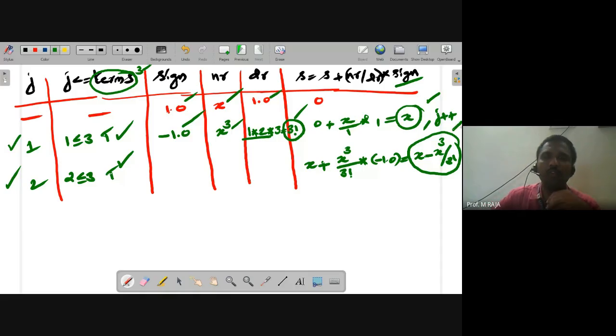Since we are in j is equal to 2, first two terms are evaluated and the result gets updated in the variable s. In j is equal to 2, in this iteration itself, the variables numerator, denominator, sign are updated for the next term evaluation. So we are updating the variables now itself. Numerator gets updated x power 3 into x square. This becomes x power 5.